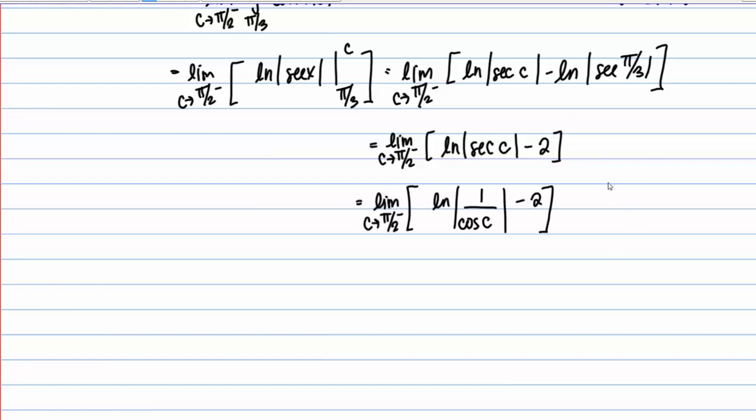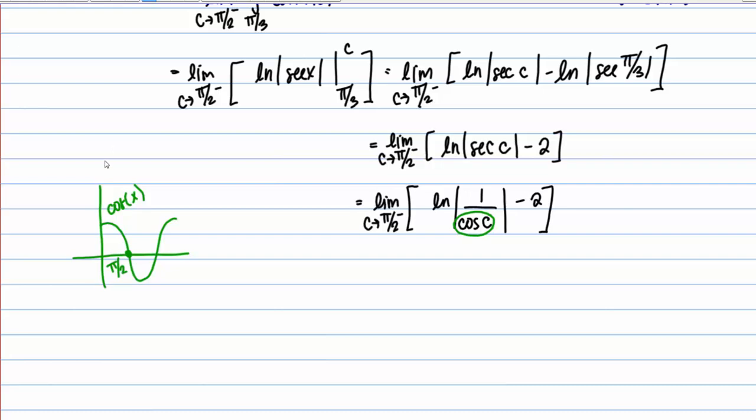I've just rewritten the secant as 1 over the cosine of c. So here our c is approaching pi over 2 from the left-hand side. So we're approaching pi over 2, but from values that are slightly less than pi over 2. So we'll think about this from the inside out. First, let's think about what's happening to cosine of c as c goes to pi over 2. Well, as c goes to pi over 2 from the left, cosine of c is just approaching 0.